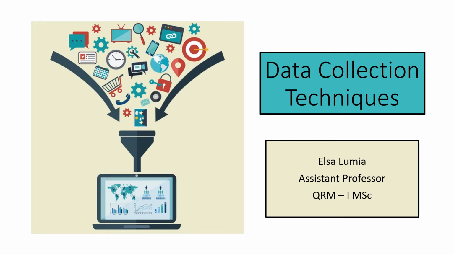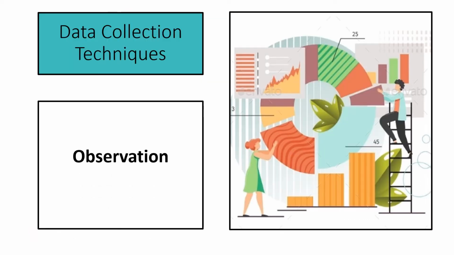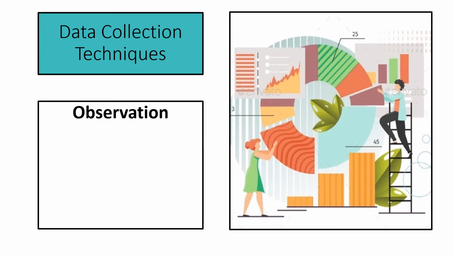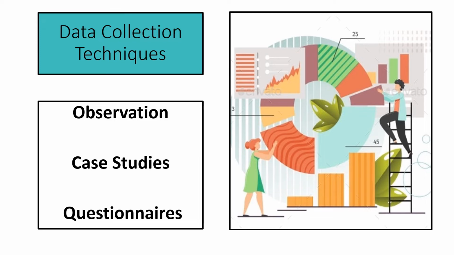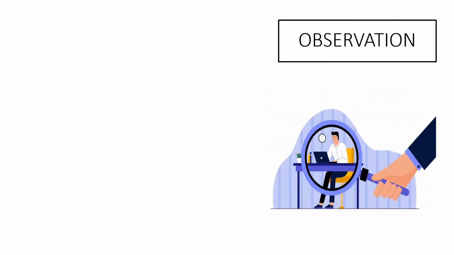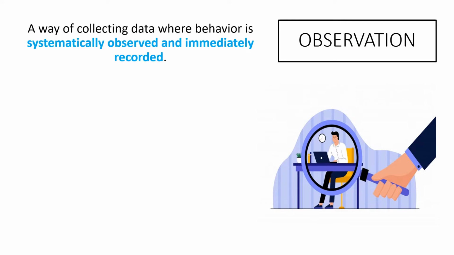Hello everyone. Today we will be discussing various data collection techniques used by researchers in behavioral and social sciences. We will briefly look at observation, case studies, and questionnaires as effective tools of collecting data. In observational research, behavior or other phenomena are systematically observed and immediately recorded by the researcher as the behavior occurs.